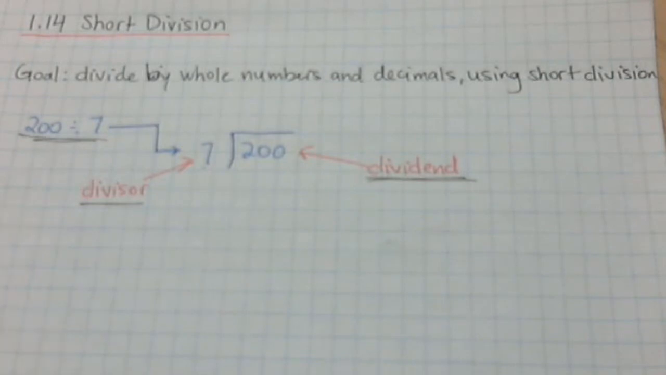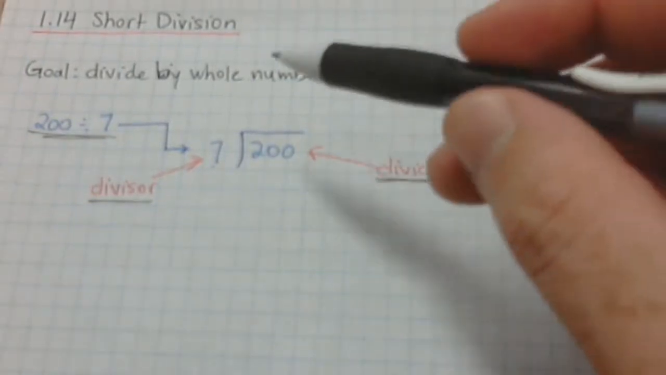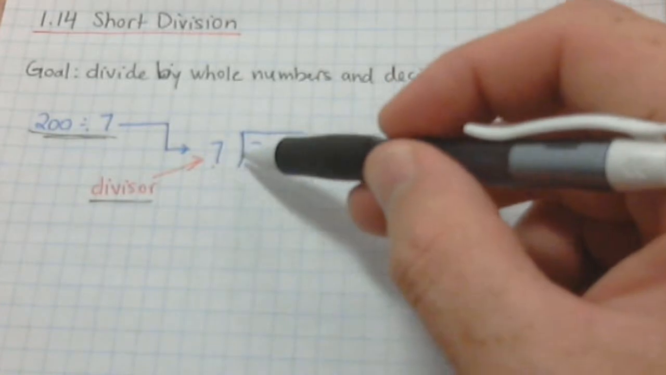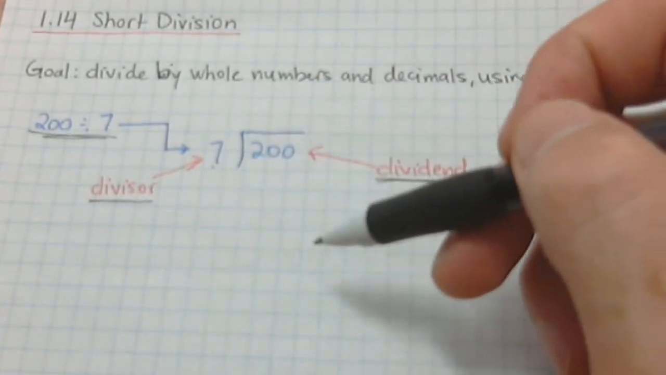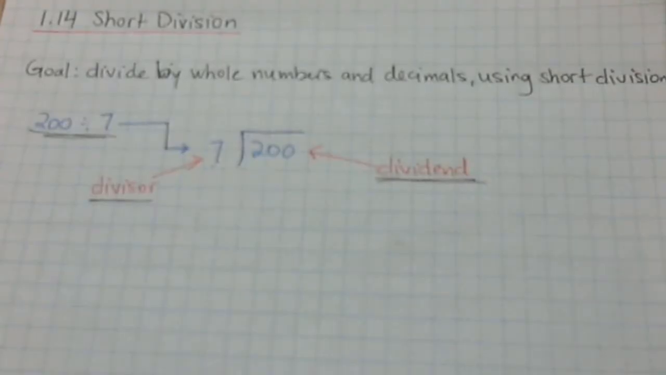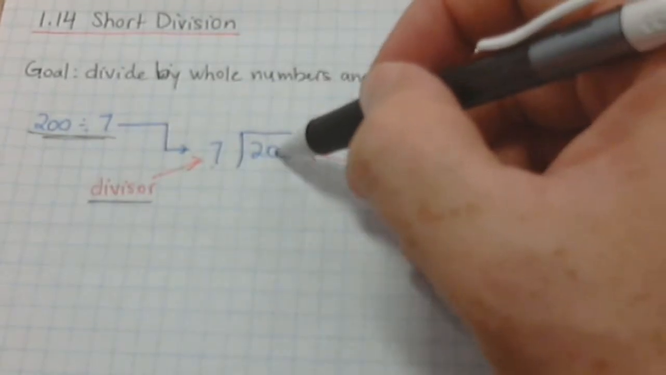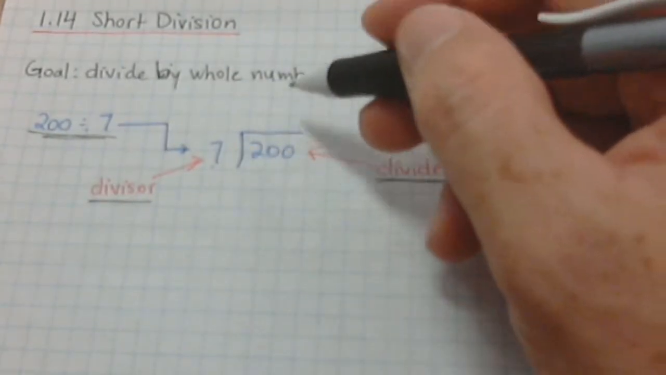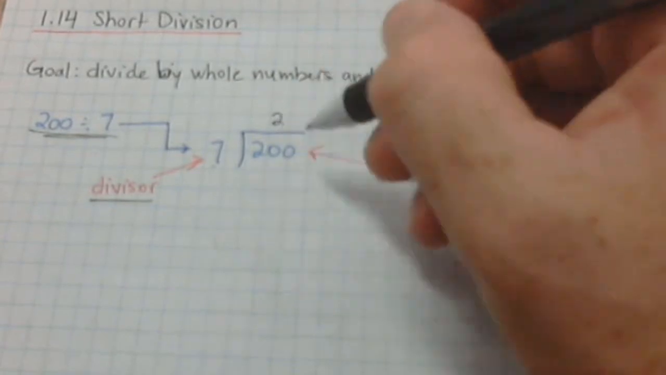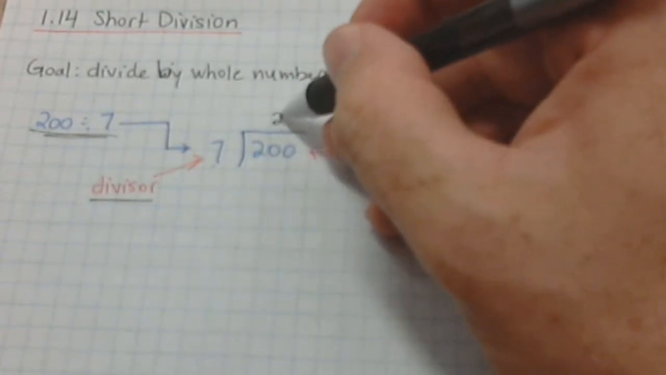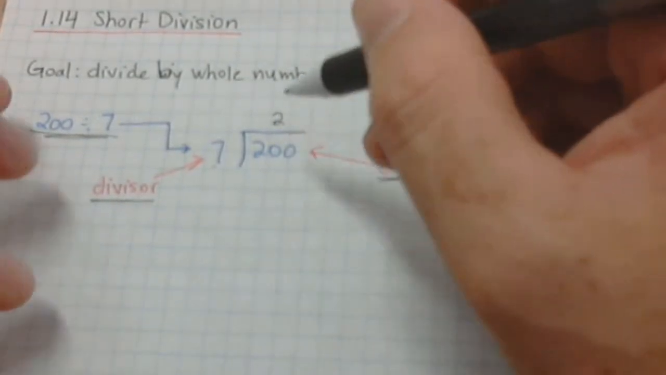So the way we do this is we basically go digit by digit. We say, well, does the 7 fit into 2? No, 7 does not fit into 2. It's too big, so we have to move over to the next one. Will the 7 fit into 20? Well, yeah, it goes in 2 times. Because it goes in twice, we put that over the 0 of the 20.